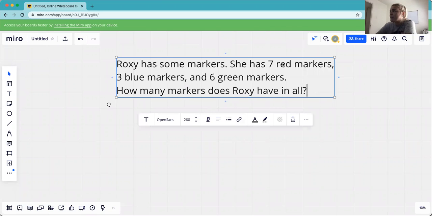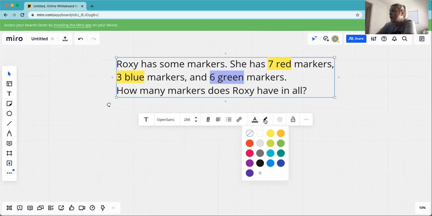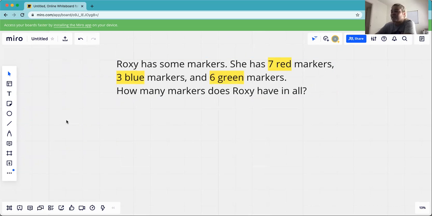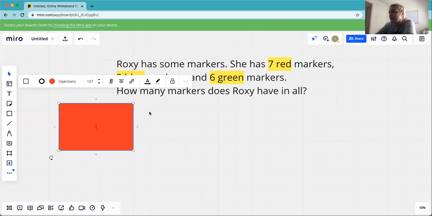So I'm going to go back in this problem and I'm going to highlight what we have. So we have 7 red. She has 3 blue and 6 green. So I'm going to go ahead and whip out some crayons. All right. And the crayons are going to help me. And I'm going to go ahead and draw 3 boxes. So go ahead and draw 3 boxes.